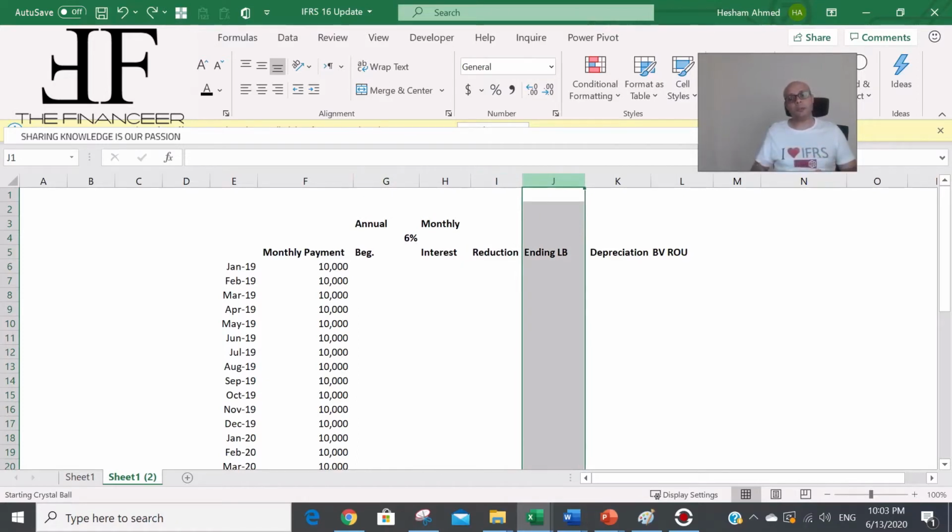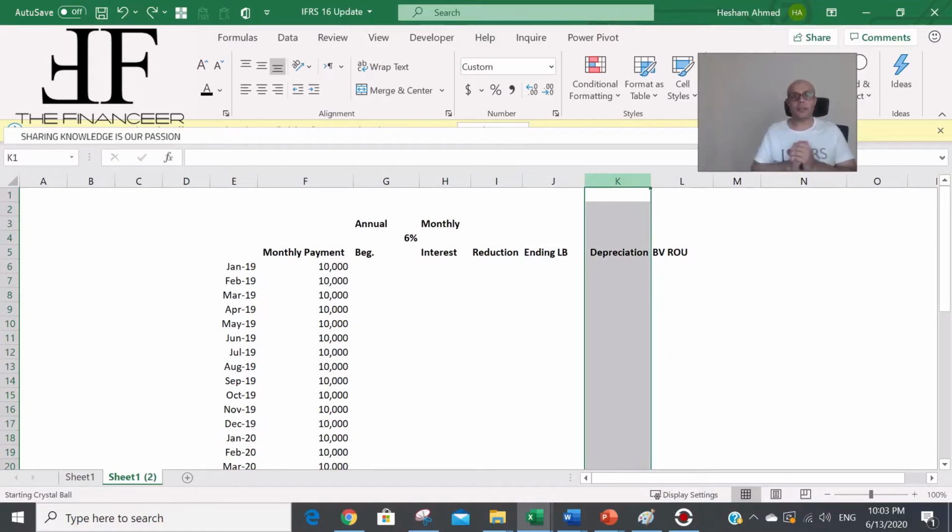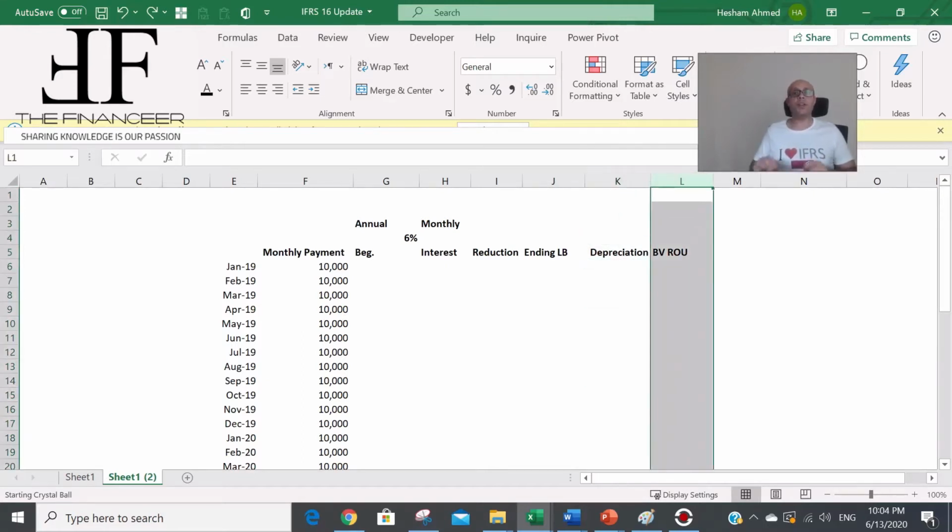At the same time, you have to start recognizing the right-of-use asset from this lease contract. And because this is a long-term asset, you need to depreciate this right of use. So you are going to depreciate the right of use, and then you have to calculate the book value each month after the depreciation. So this is the story of what I'm going to calculate now in this financial model.